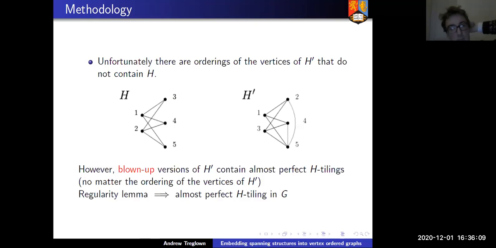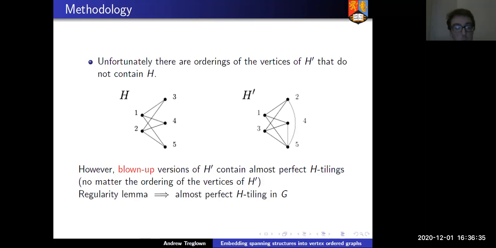So roughly what we do is the following. We apply the regularity lemma and find blown up versions of H prime in the graph. So again, instead of H prime, we've got epsilon-regular pairs replacing the edges here.